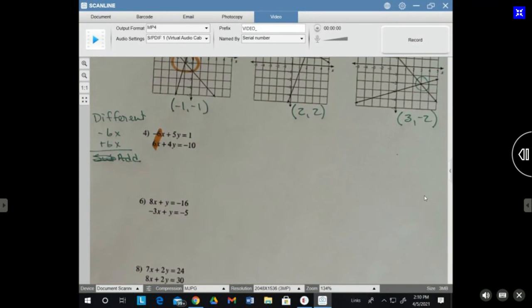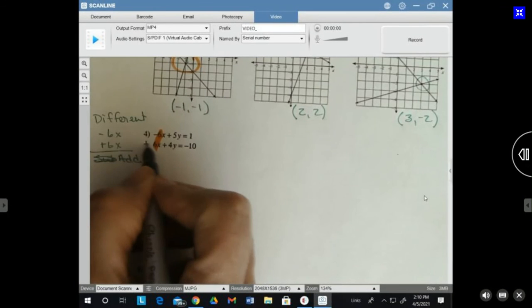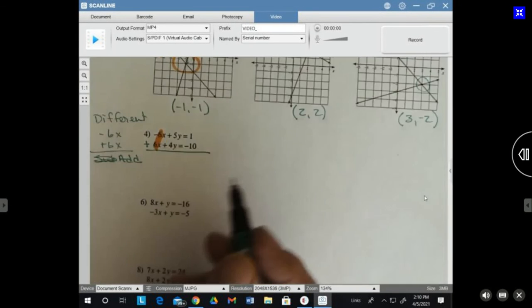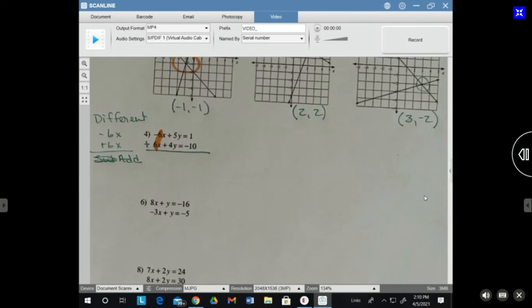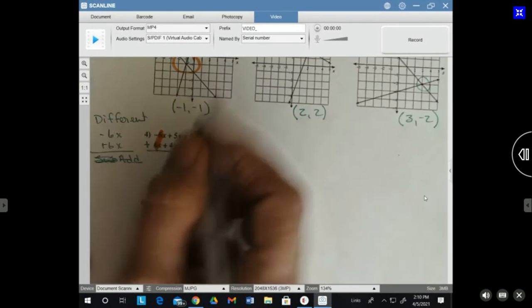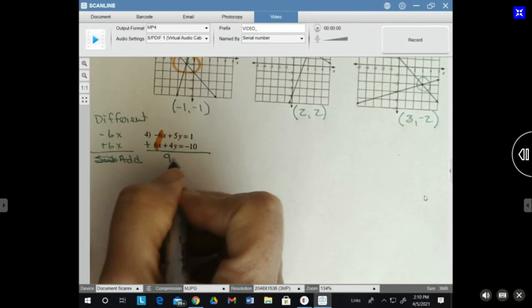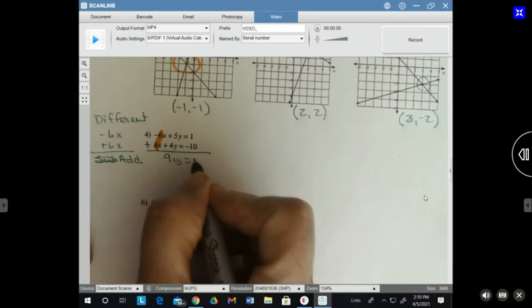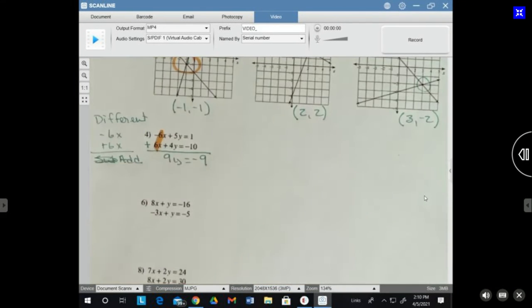Looking for who has the same coefficient. If those coefficients have different signs, we're going to add, because negative 6 plus 6 gives me that 0. What about 5 plus 4? 5y's plus 4y's give me... What about a positive 1 adding to a negative 10? Okay. How do I solve this last one?